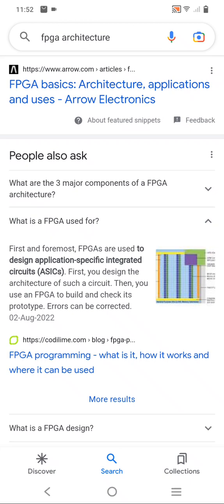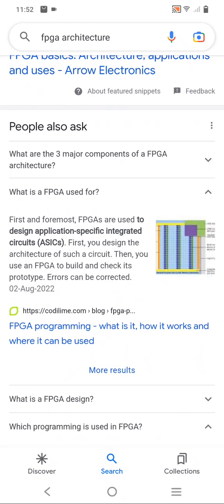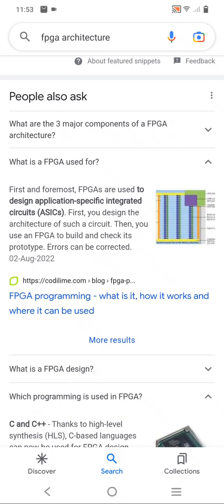What is FPGA used for? First and foremost, FPGAs are used to design application-specific integrated circuits, ASICs. For a particular kind of application, you need what is called an integrated circuit. Okay, what is an integrated circuit? Circuits which are integrated. So you have one set of circuits, then another set of circuits, and the output of one is connected to the input of the other. This kind of connection between different circuits is called an integrated circuit.